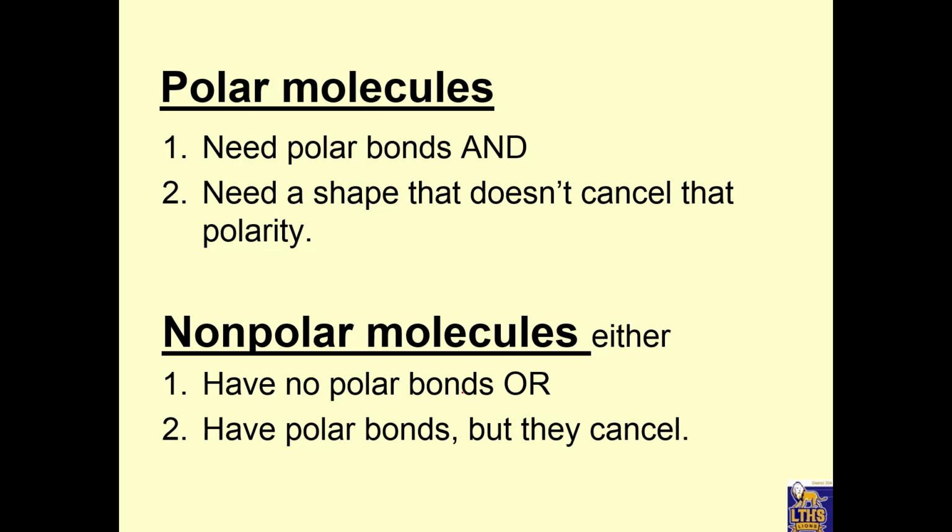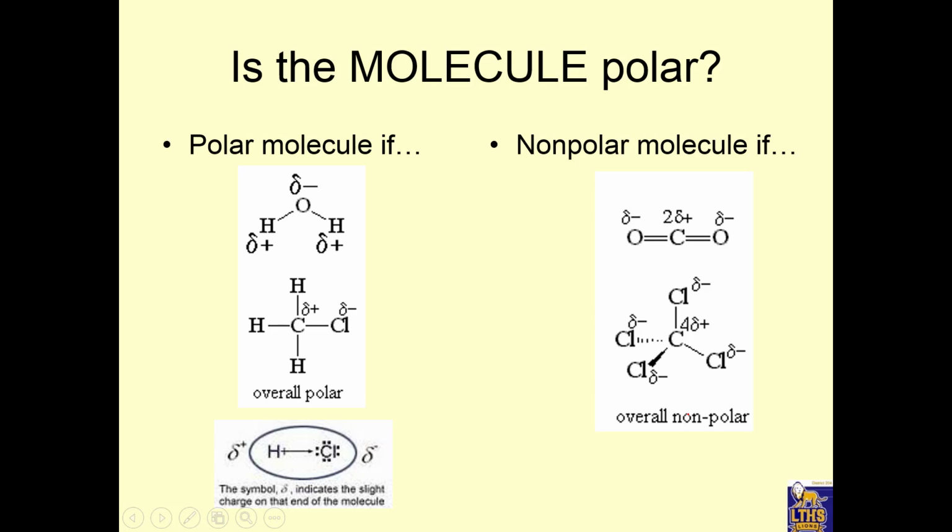So here's what you need to know. In order to have a polar molecule, you have to have polar bonds in the molecule. You need a shape where that polarity of bonds does not cancel out. It makes a lopsided electron cloud distribution. To have nonpolar molecules, if you have no polar bonds in the molecule, automatically it's nonpolar. If you have polar bonds and they cancel out, then it's also nonpolar.